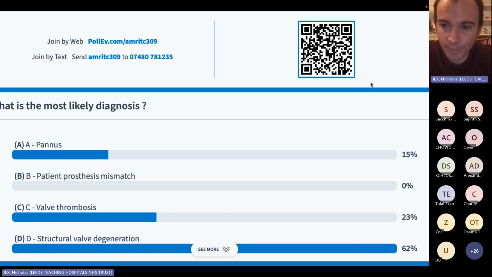Okay, so we've got a bit of a range so far. So no one thinks it's patient prosthesis mismatch, I should say. A few people think pannus, a bit more for thrombosis, and then most people saying structural valve degeneration.